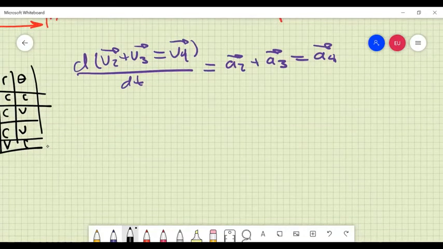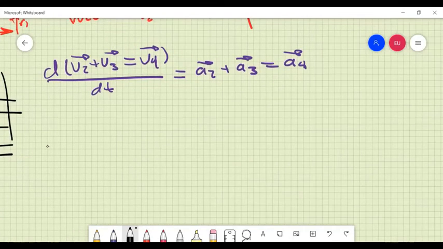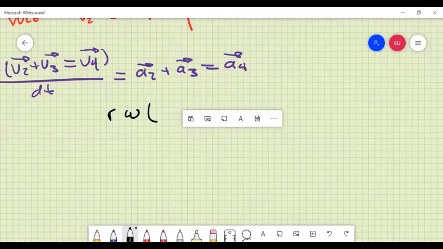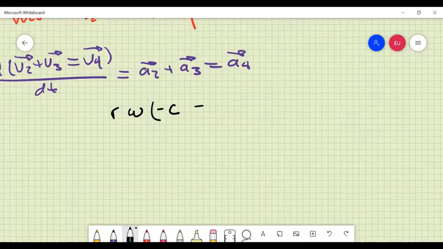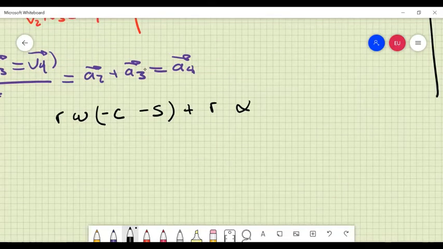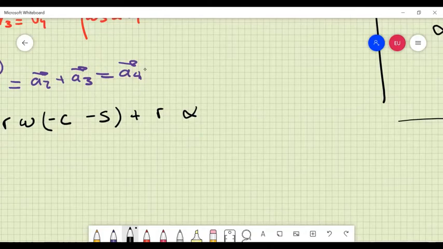I'll see if I can copy and paste this time, wish me luck. So, which is the acceleration vector for this type, which is constant variable? It has R, omega, minus sine, sorry, minus cosine, minus sine, plus R alpha. I'm not adding this subindex now because I'm going to copy it, okay? So relax, don't panic. Minus sine plus cosine.